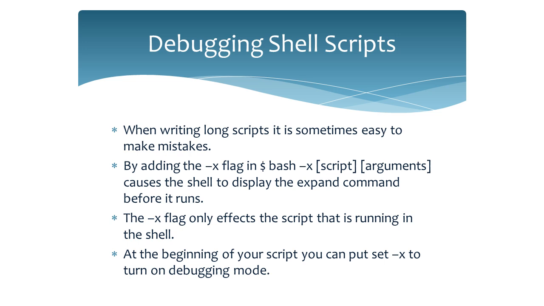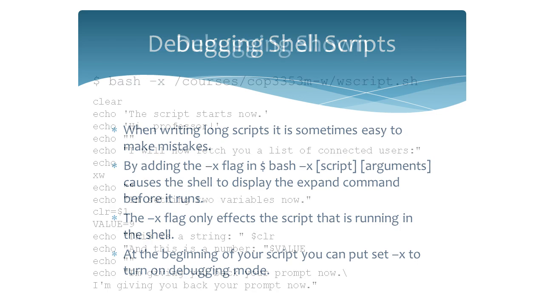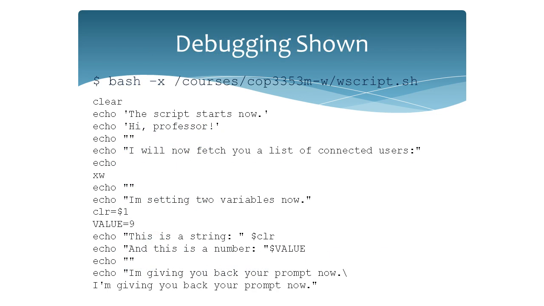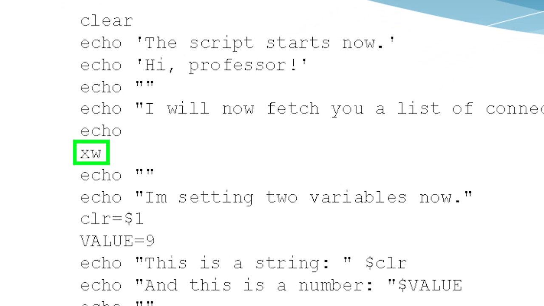In the example of wscript.sh, if we run that script, we will end up generating errors. Specifically, the error will be on this line. Set number in Vim to determine which line is generating the error. XW, what is XW? XW is not an actual utility or command, so it's generating an error.